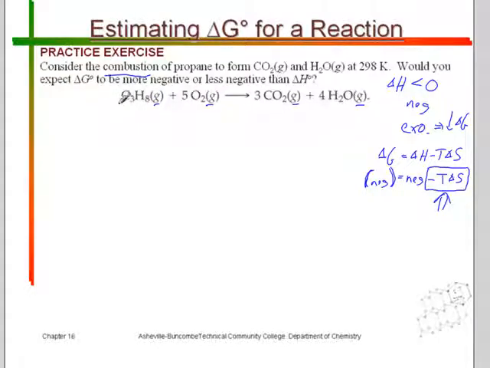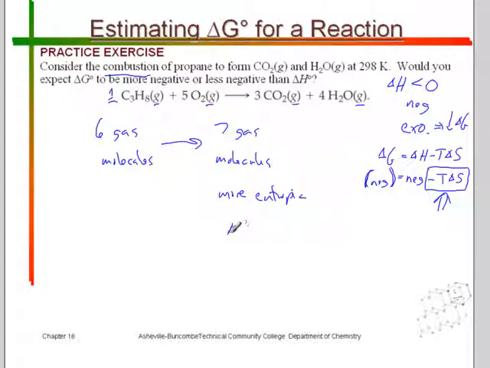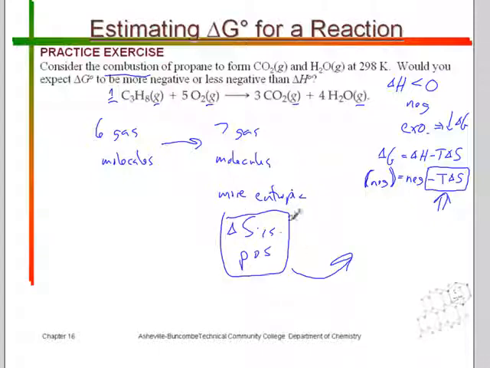What we do is we add up the number of gas molecules on each side. We have 6 gas molecules here. And it doesn't matter how complicated the thing is. Again, phase is a really strong driving component in terms of entropy. Okay, there's 3, 4, there's 7 gas molecules here. This is more entropic. Therefore, delta S is positive, and that's a good thing. Again, this is not quantitative. This is qualitative. This is estimating delta G.